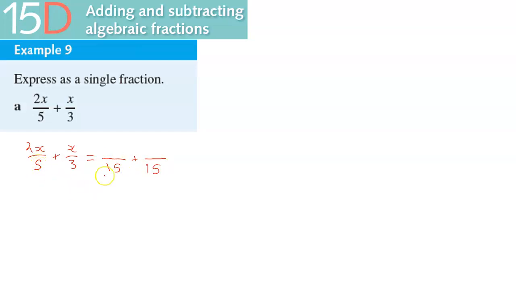To change the 5 into 15, I multiplied by 3. Because I did that to the denominator, I need to do the same thing to the numerator. To change the 3 to 15, I multiplied it by 5. Because I did that to the denominator, I need to do the same to the numerator. Now I have a common denominator, I just add the numerators together. And the denominator stays the same.